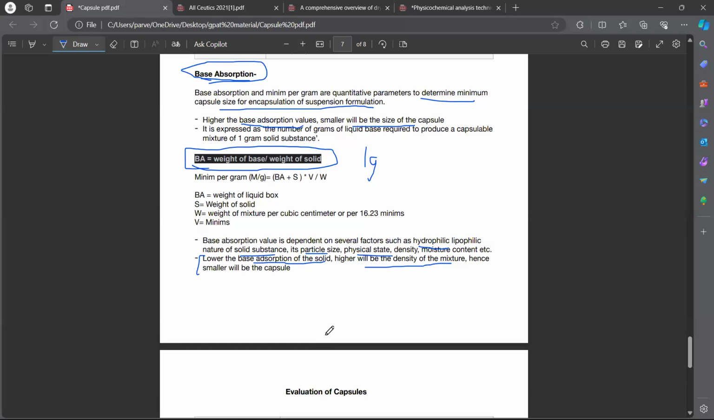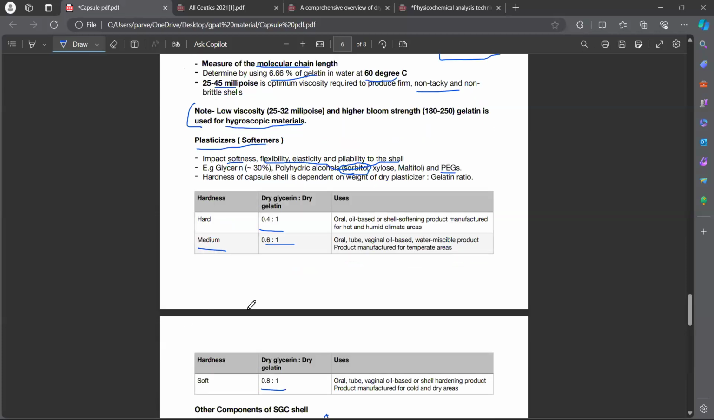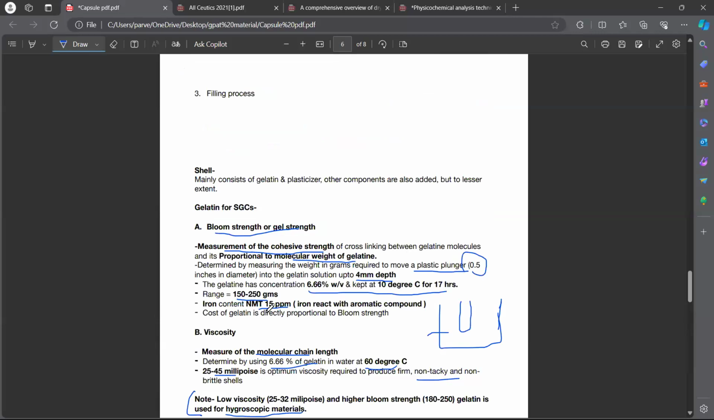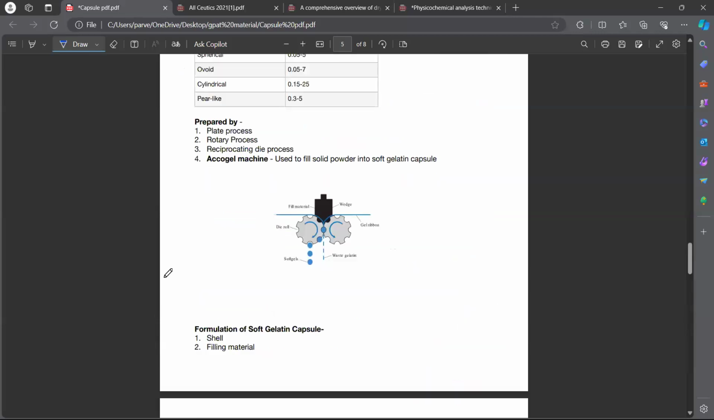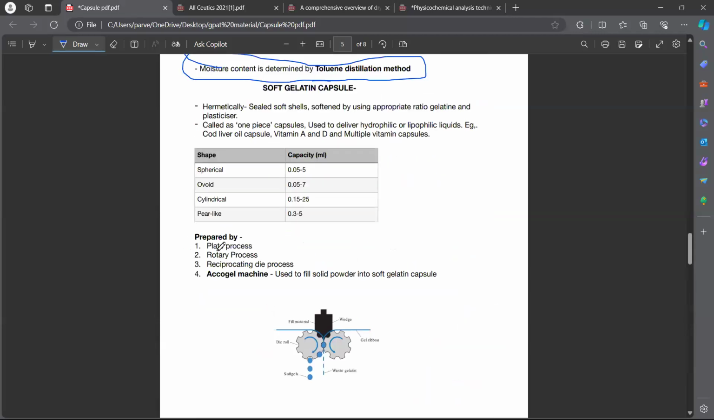So next we have to discuss that the iron content should not be more than 15 parts per million. This has to be remembered by you guys. And generally, the soft gelatin capsules are prepared by these processes: plate process, rotary process, reciprocating die process, and aquagel process. As I mentioned, aquagel is used to fill the powder into the soft gelatin capsule.